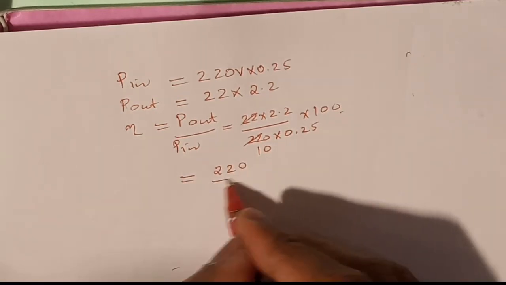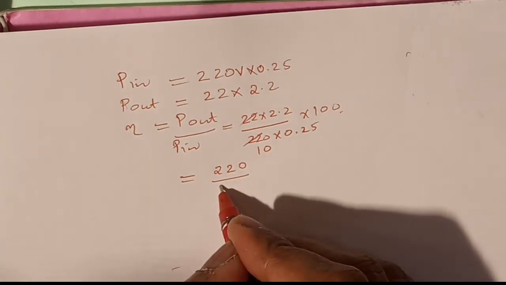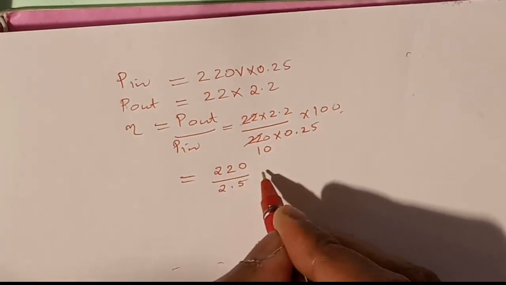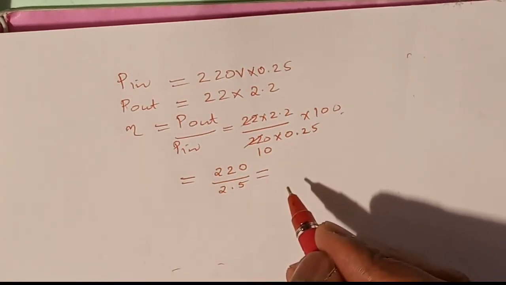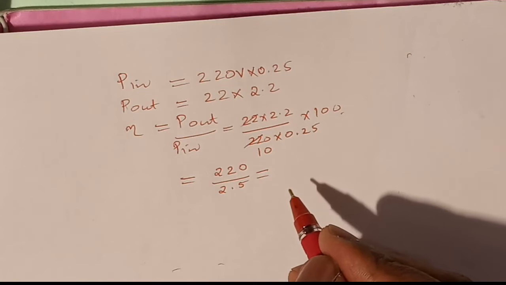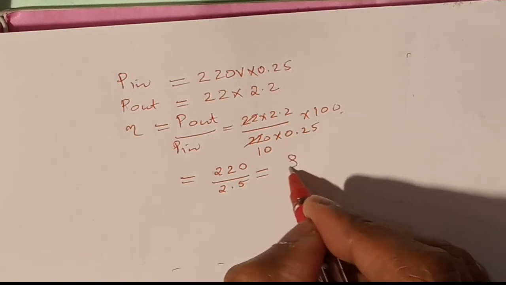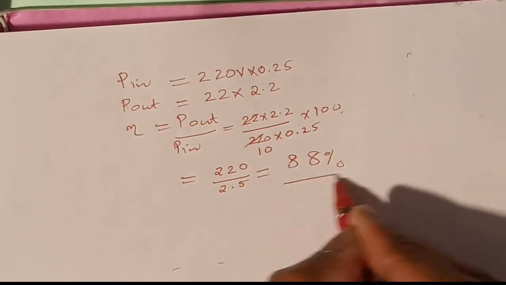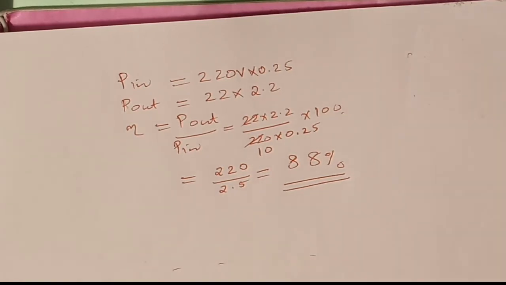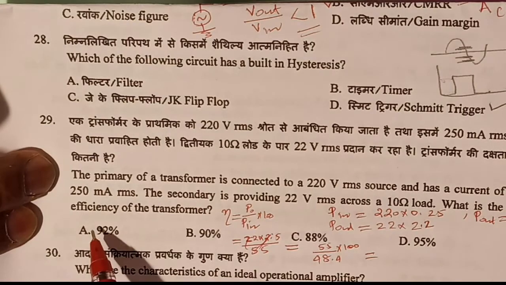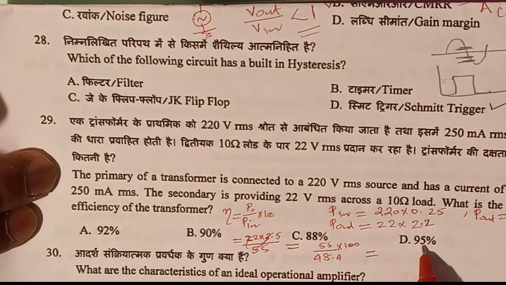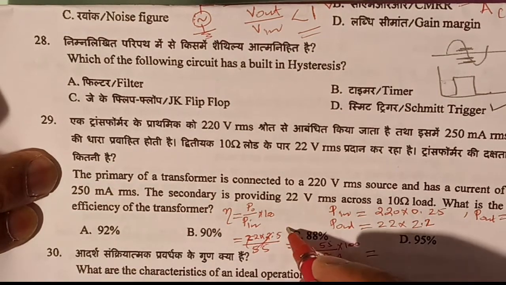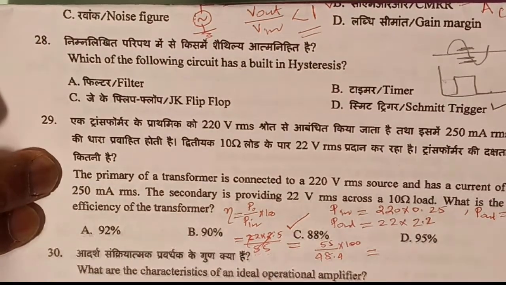220 divided by 2.5. If we divide, what do we get? 220 divided by 2.5 is 88%. So the efficiency is 88%. Option A 92%, option B 90%, option C 88%, option D 95%. So the answer is option C, 88%.